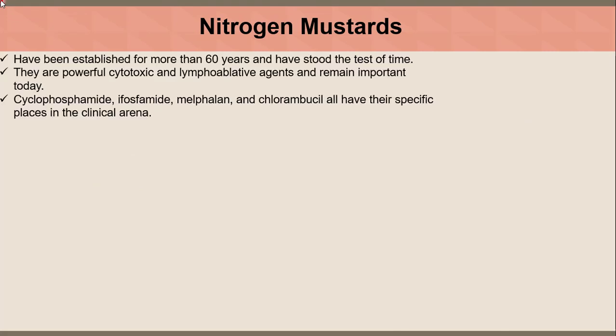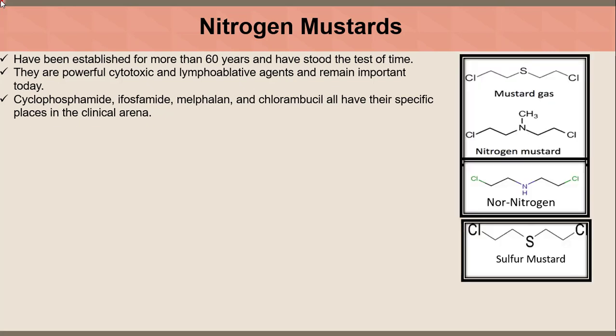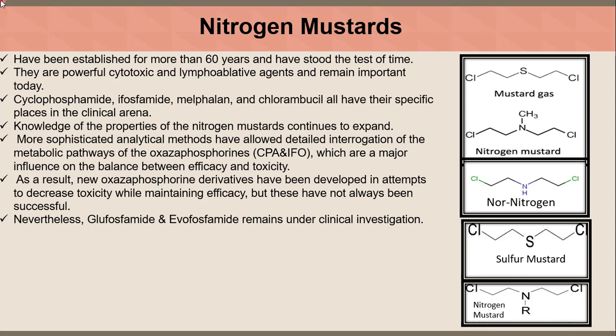Nitrogen mustards have been established for more than 60 years and have stood the test of time. They are powerful cytotoxic and lymphoablative agents and remain important today. Cyclophosphamide, ifosfamide, melphalan, and chlorambucil all have their specific place in the clinical arena. Knowledge of the properties of the nitrogen mustards continues to expand, and more sophisticated analytical methods have allowed detailed interrogation of metabolic pathways of the oxazaphosphorines, cyclophosphamide and ifosfamide, which are a major influence on the balance between efficacy and toxicity.